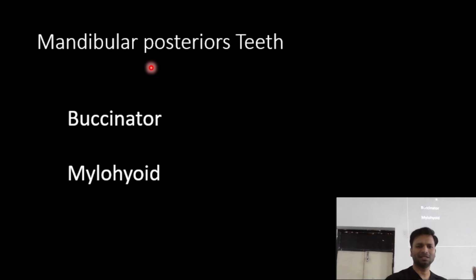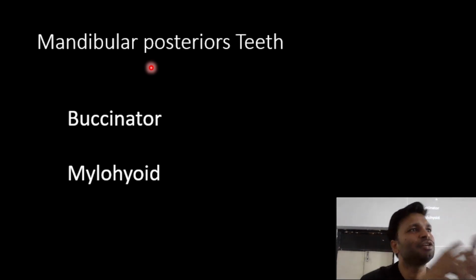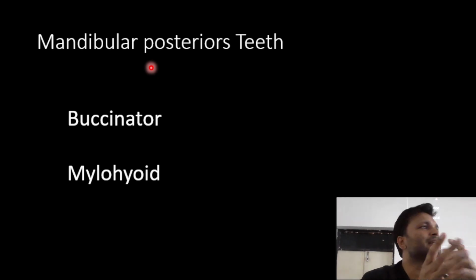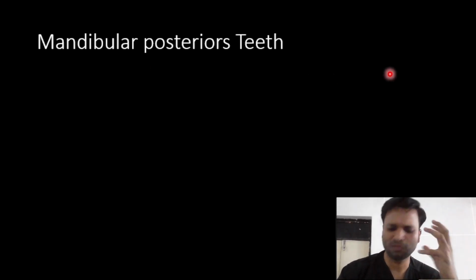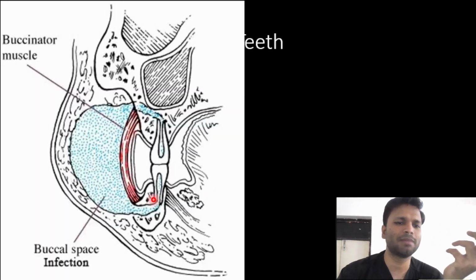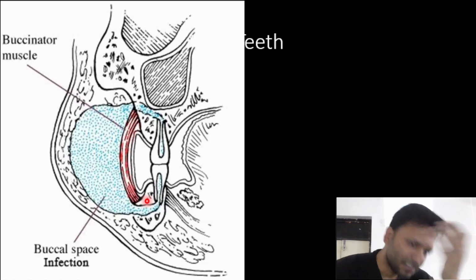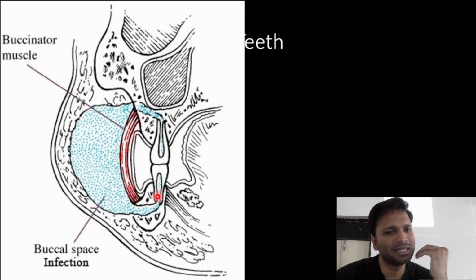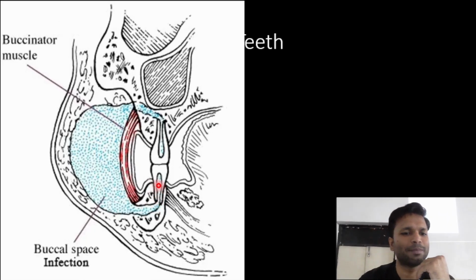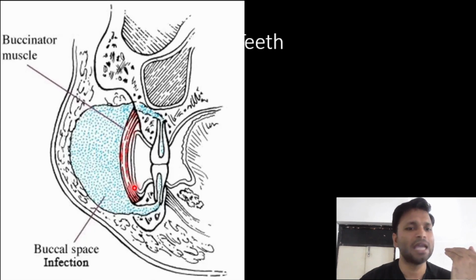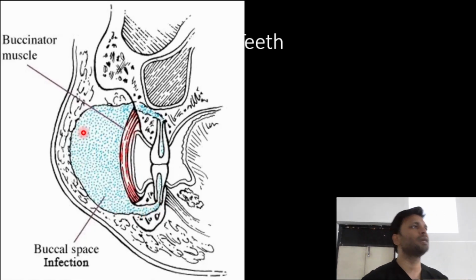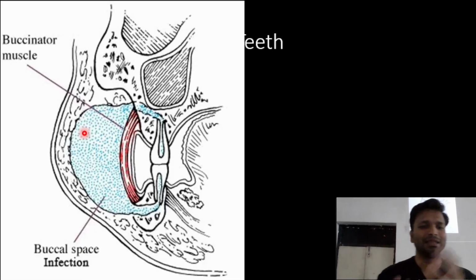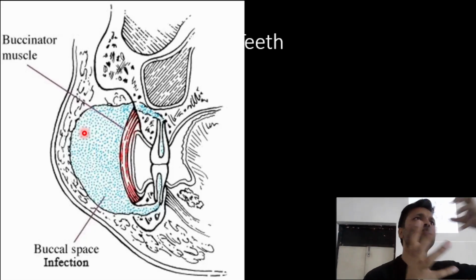Now we come to the posterior teeth. Two muscles that are relevant to space infection in case of mandibular posterior teeth are buccinator and mylohyoid. Same as was the case with the maxillary posterior teeth, same is with the mandibular posterior teeth. If the attachment of the buccinator muscle is below, apical to the level of the apex of the mandibular posterior teeth, the spread is going to go into the vestibule, that is the vestibular abscess. If this attachment is above the apex of the mandibular posterior teeth, the abscess is going to spread into the buccal space, leading to buccal space infection. This is in case where the abscess goes to the buccal side.